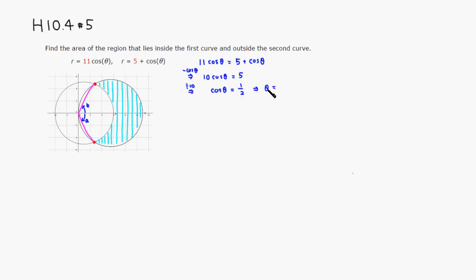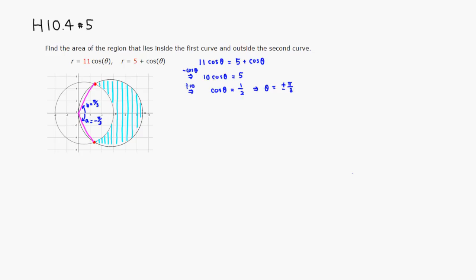Cosine is equal to 1/2 when the angle is 60 degrees, so pi over 3, and also negative pi over 3, so it's plus or minus pi over 3. You can add any multiple of 2 pi, but this will probably do it. So in this case, A is going to be negative pi over 3, and B is going to be positive pi over 3. Let's set up the integral here.